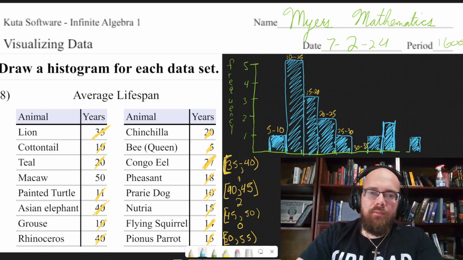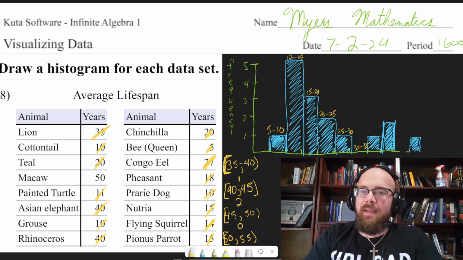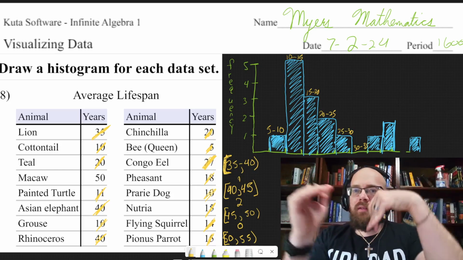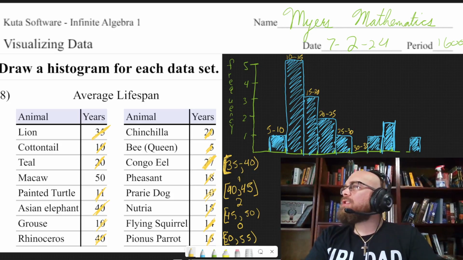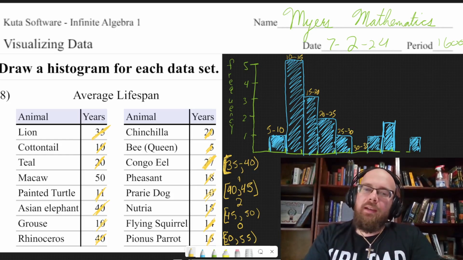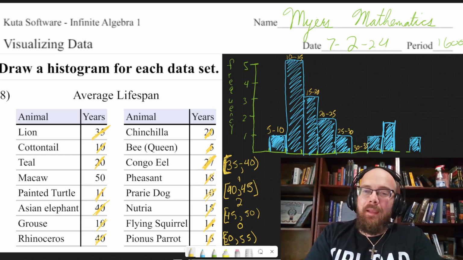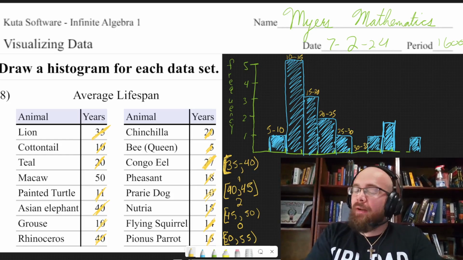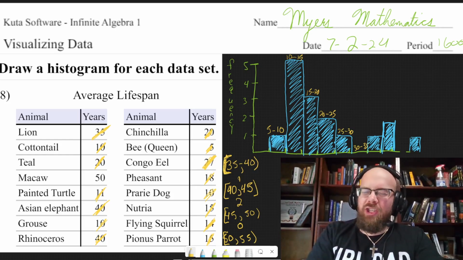Okay, so that's it. Let me go ahead and label the categories just so I'm doing everything the same way here. My bars are just a little bit crooked. Not all of them are the same width, but when you draw it, I'm sure yours will look much better. So I challenge you to draw one that looks better than mine.